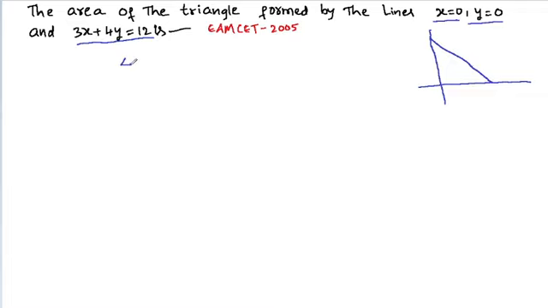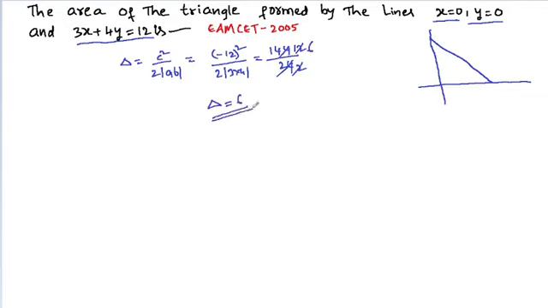So area of the triangle delta is equal to c square by 2 mod ab. That is c square is minus 12 whole square by 2 into 3 into 4, that is 144 by 2 into 3, 6, 6 into 4, 24, that is 12 times 2, 6 times cancelled. Therefore area of the triangle delta is equal to 6 square units.